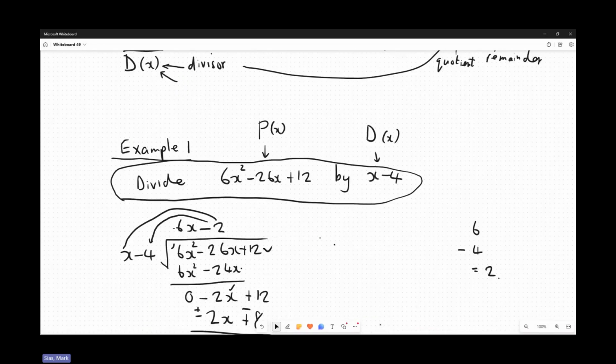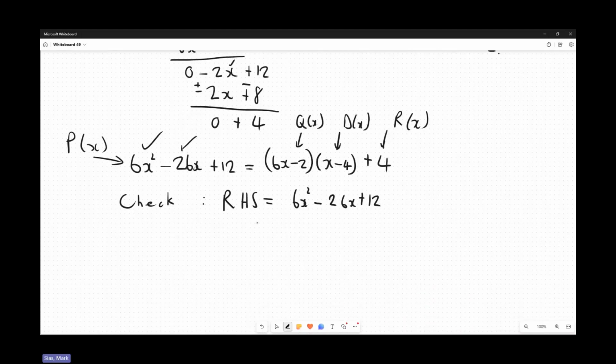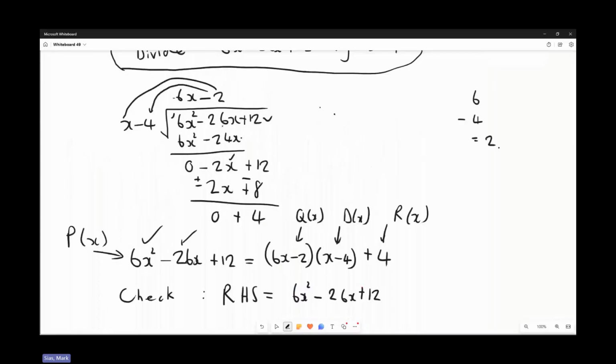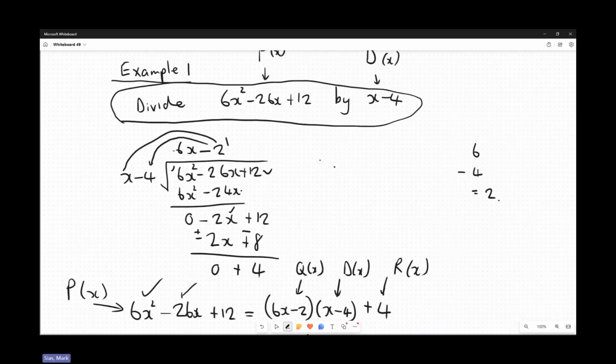So the result was we got 6x minus 2 times x minus 4 plus 4. And there was my quotient function there on top. And this one here is my remainder, because there's nothing else you can do to it. The degree of the remainder must be less than the degree of the divisor, which is the case for that 4. That 4 is degree 0, and its degree is less than the degree of the divisor. The divisor is degree 1 in that case.